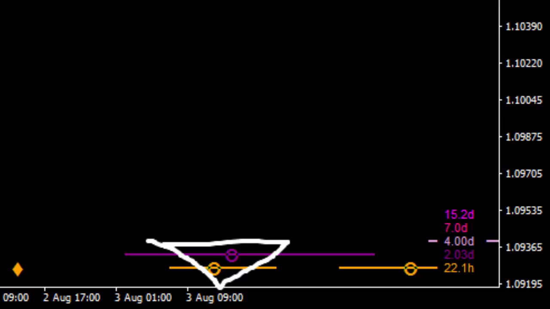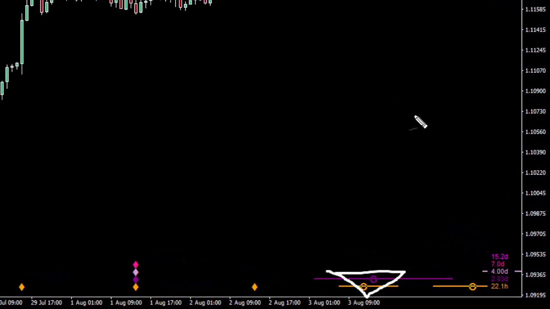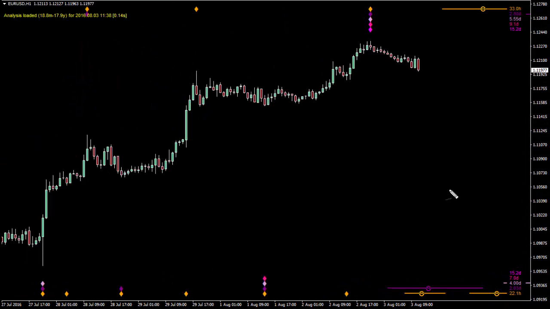What does this nest of lows tell us? It tells us that we have some cycles that are running in sync because those circles are fairly close together. Because they're running in sync, it increases the likelihood that a trough of that particular cycle is going to form at that time. The important thing when you're looking at a nest of lows or a nest of highs is how many cycles are involved in that nest. The more cycles are involved in the nest, the more powerful the turn is likely to be.